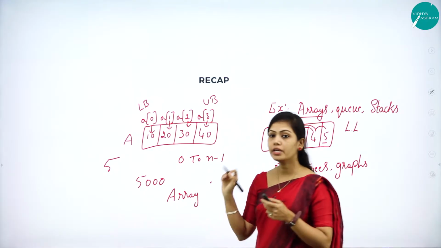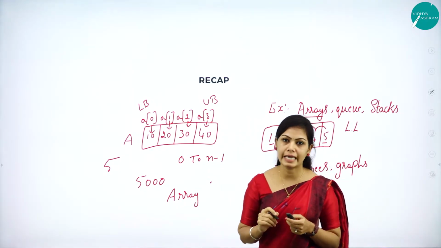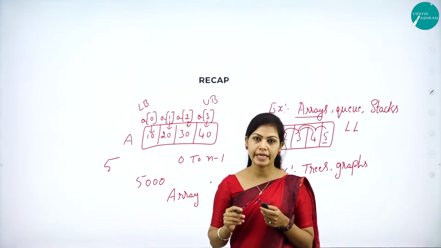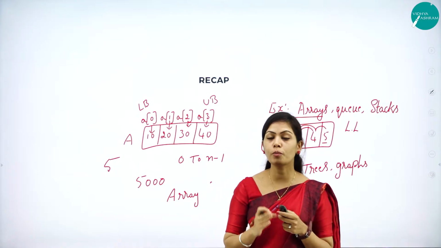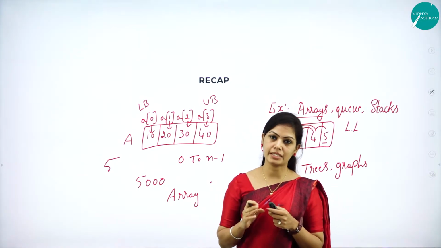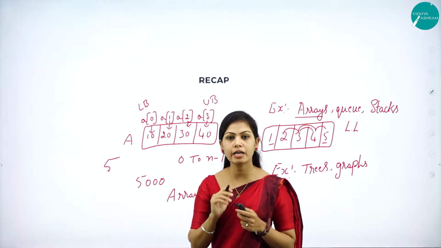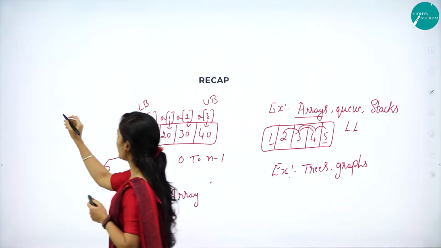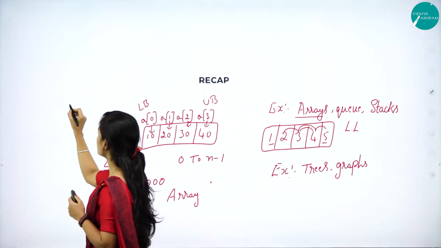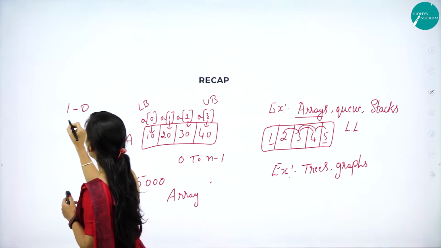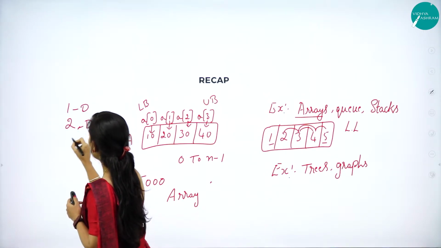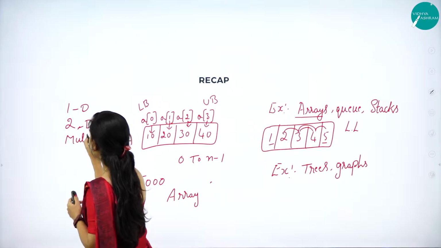So it can hold more than one element. An array is a collection of data elements, a collection of homogeneous data elements. And also I have discussed the types of an array. We have 3 types of array: one-dimensional array, two-dimensional array, and multi-dimensional array.